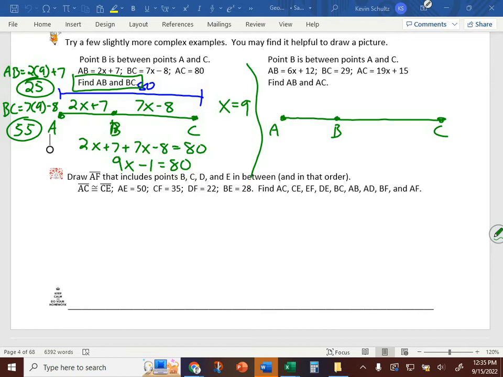Okay. This time we're told that AB is 6x plus 12. We're told that BC is 29. And we're told that the whole segment AC is 19x plus 15. What's the equation?